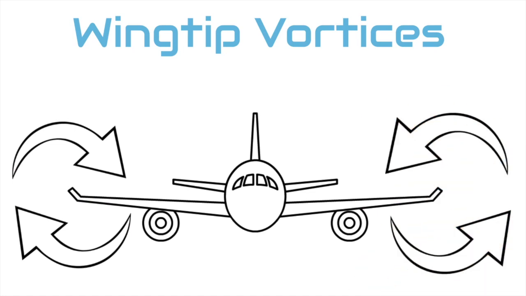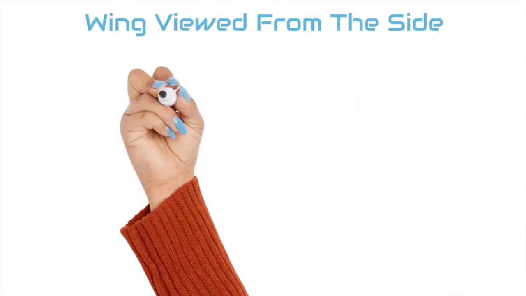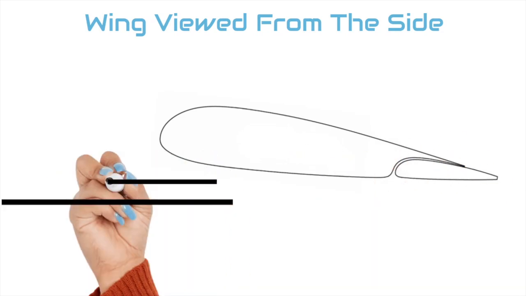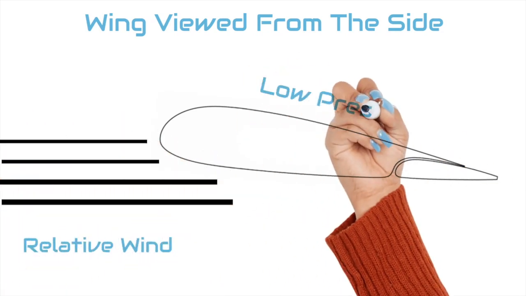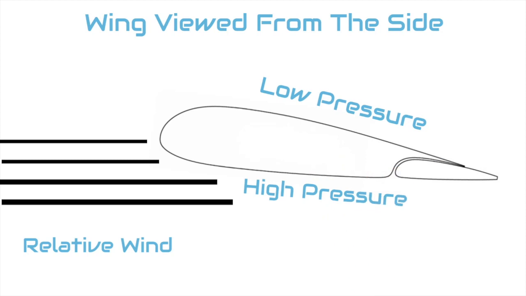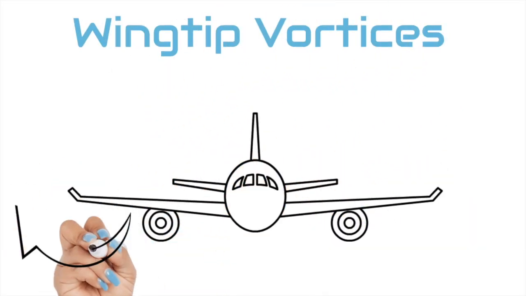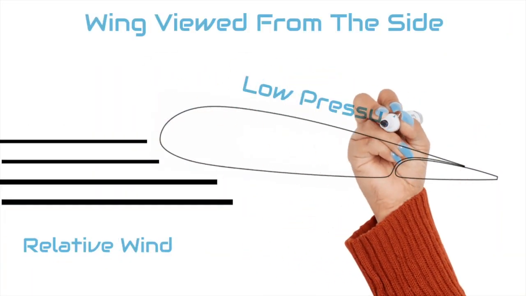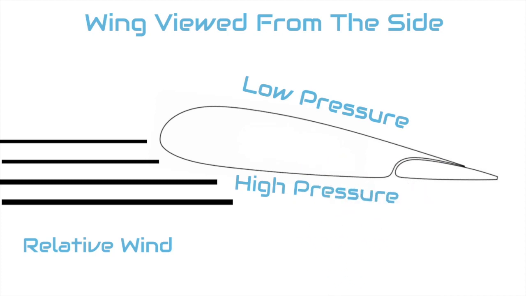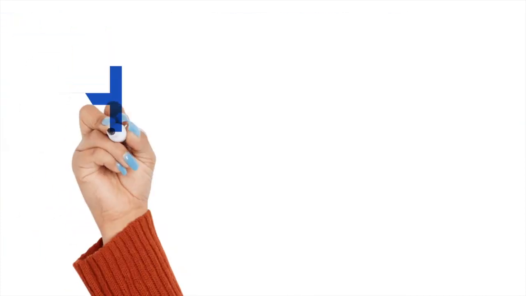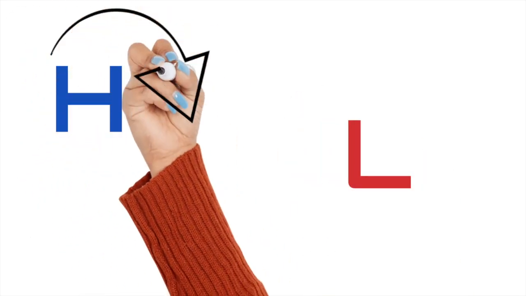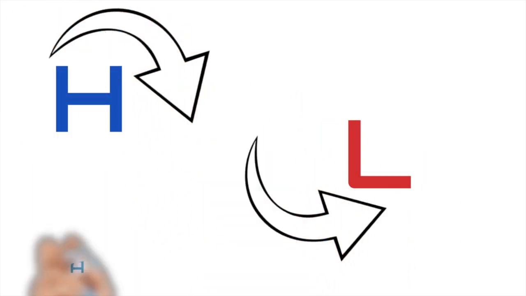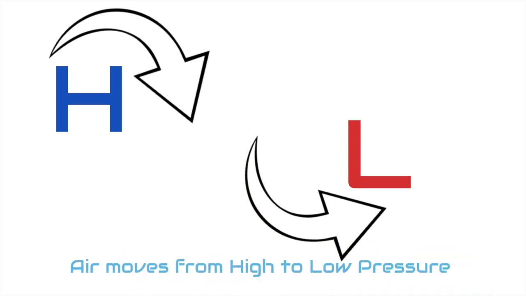In our previous video, we talked about how airflow over the surfaces of the wing create a low pressure area on top of the wing and a high pressure area on the bottom. Wingtip vortices are swirling air currents that form on the tips of an aircraft's wings. They are created due to the pressure difference between the upper and lower surfaces of the wings, because high pressure seeks and moves towards low pressure. We will also notice this when we start talking about weather.